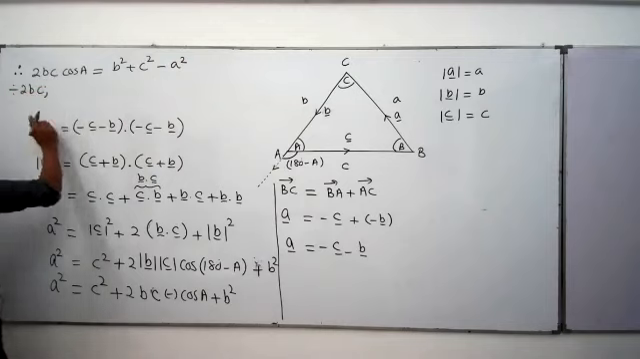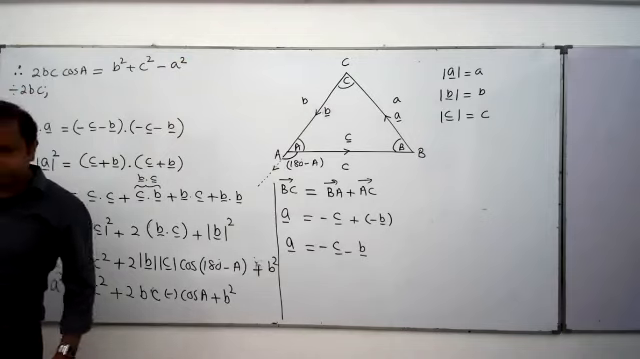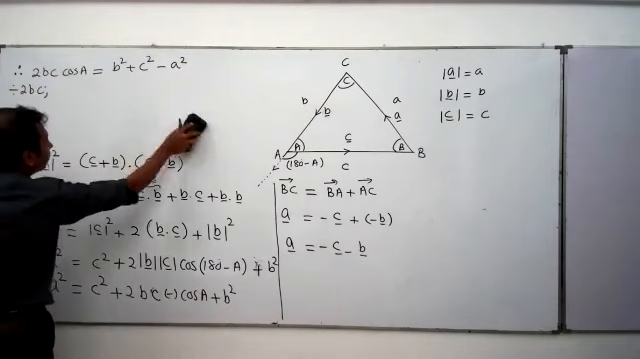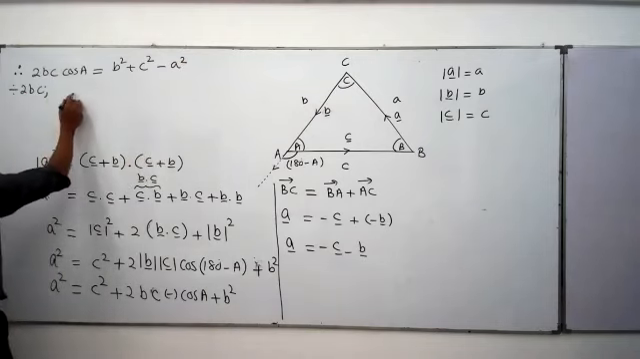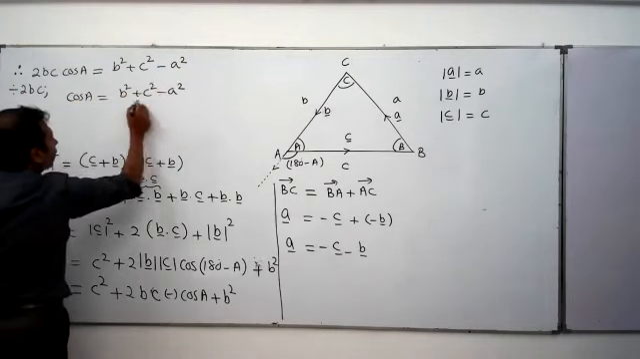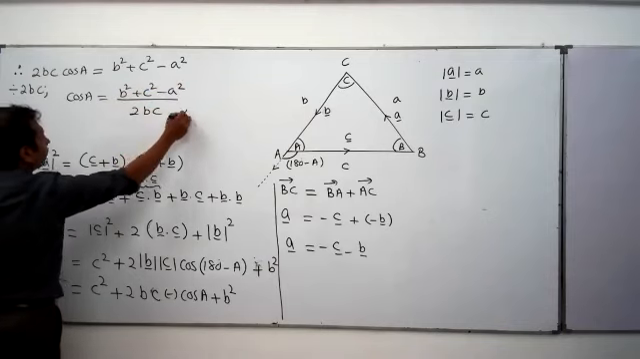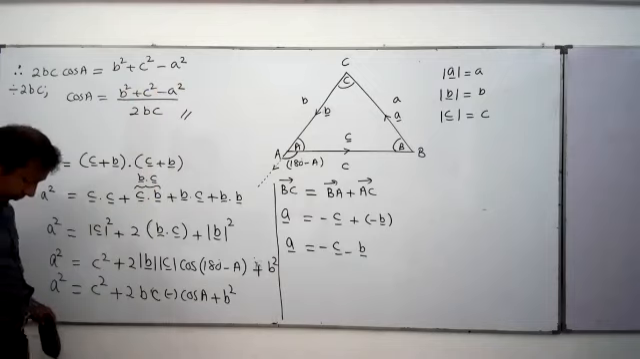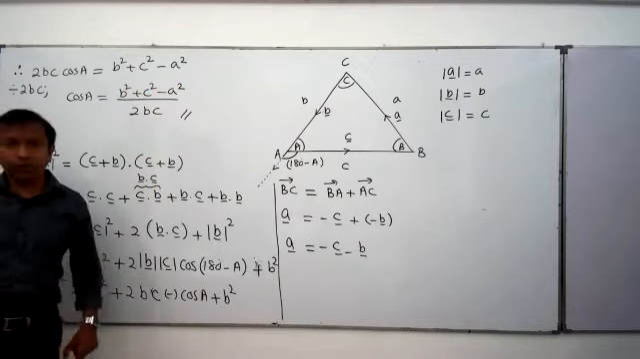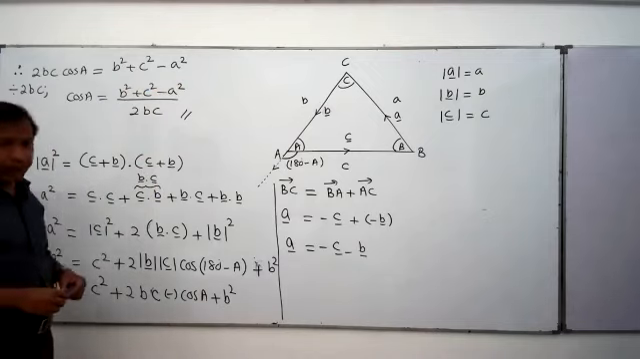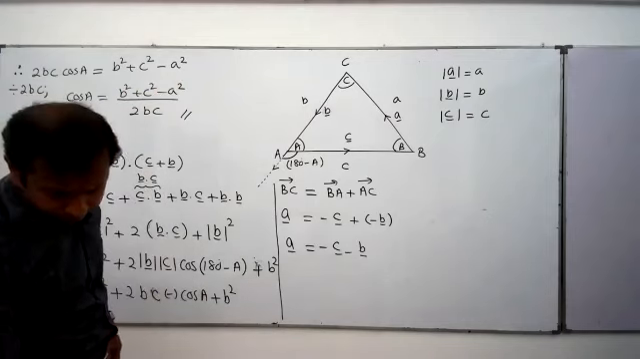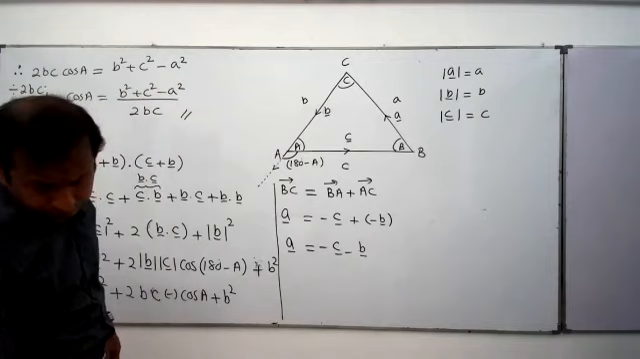Dividing by 2BC, right? We get, people, cos A is equal to B squared plus C squared minus A squared divided by 2BC. Then what is this, people? This is the cosine rule. This is the proof of the cosine rule. Right.